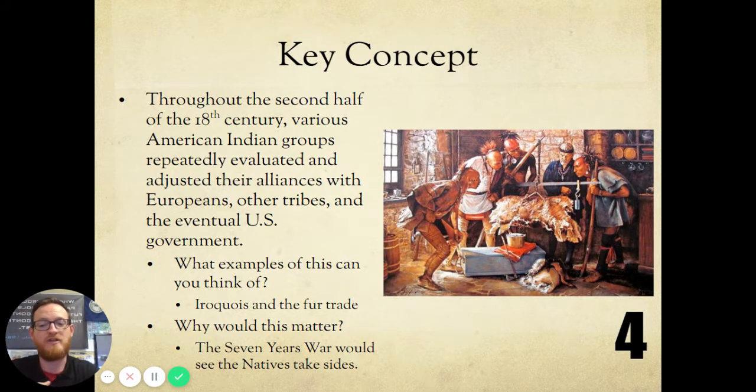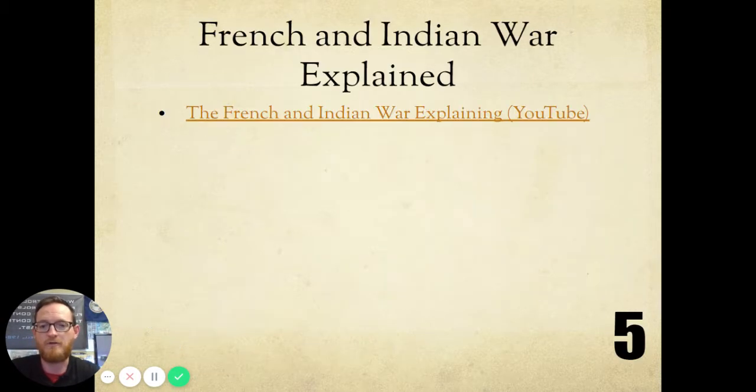I asked the question on there, what examples can you think of where they would shift their alliances and who they would align with? One of those is the Iroquois and the fur trade. You're going to see the Iroquois would change their alliances several different times, eventually siding with the French. And this would matter because, again, the natives are going to take sides in this struggle.